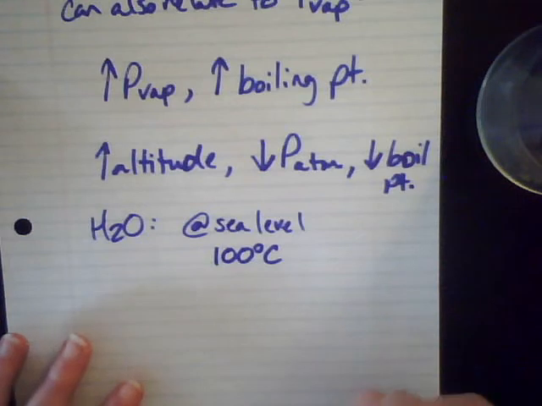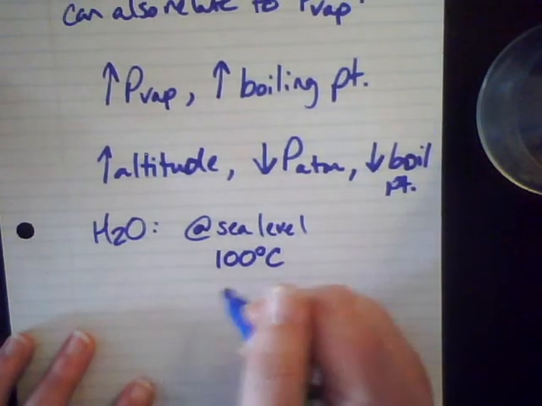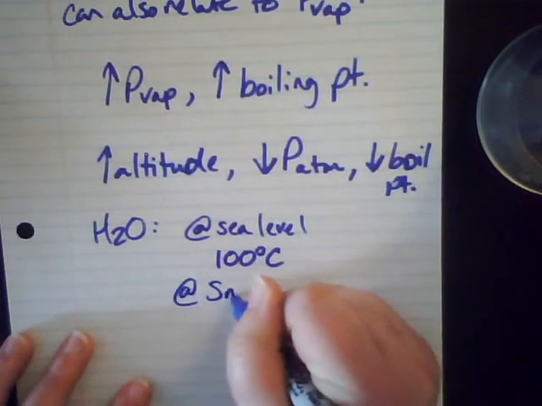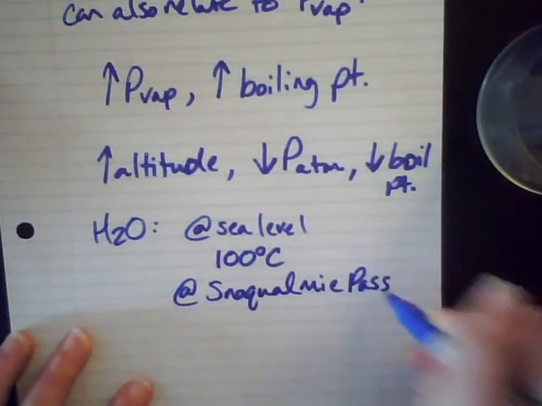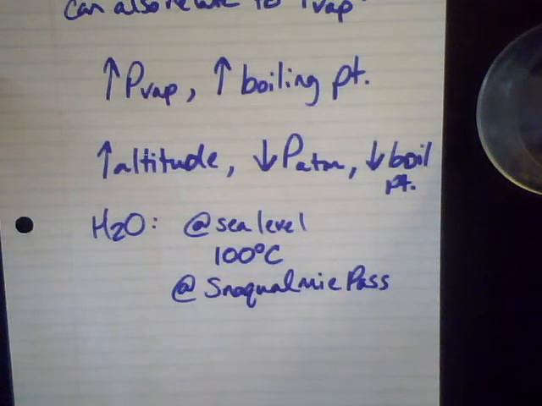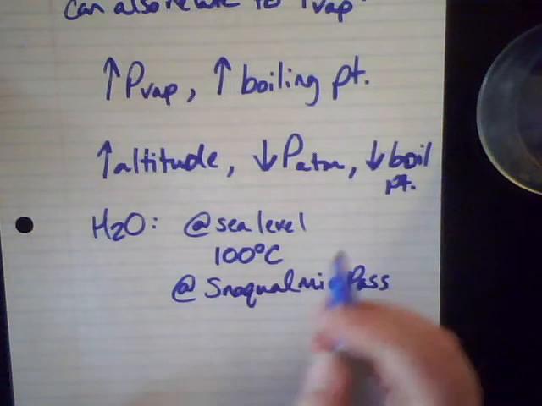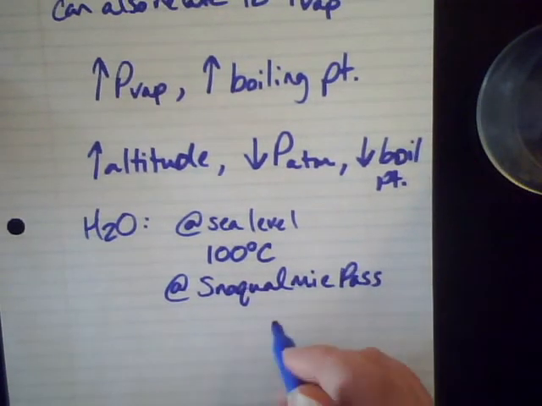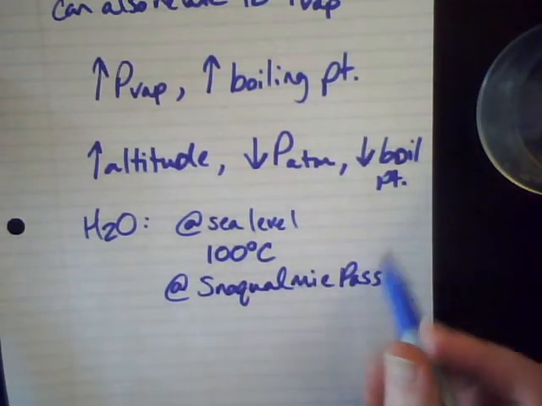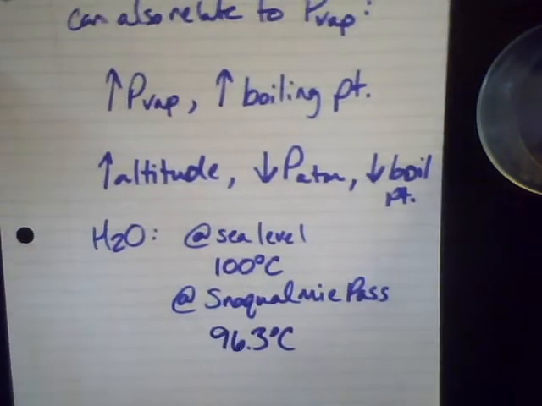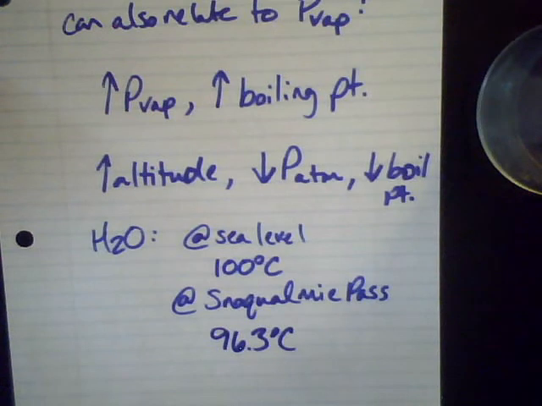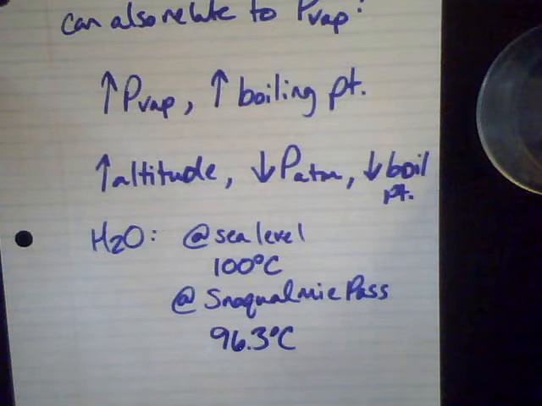If you were to go up in altitude, let's say to Snoqualmie Pass, which is covered in snow today, so you probably wouldn't want to do that. But if you went on the top of Snoqualmie Pass, then the change in the altitude would cause water's boiling point to decrease to 96.3 degrees Celsius, which doesn't feel like a huge difference, but it means that much less energy that you have to put in to heating up the water to a boil.